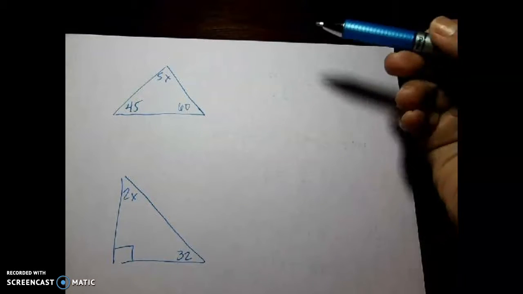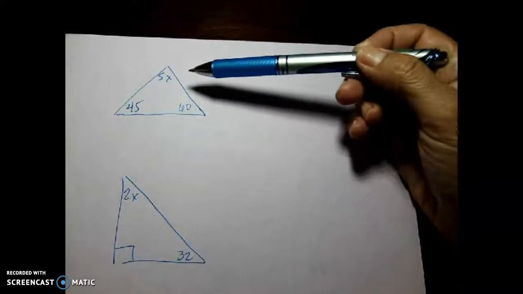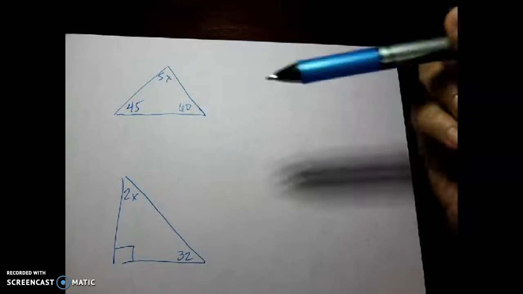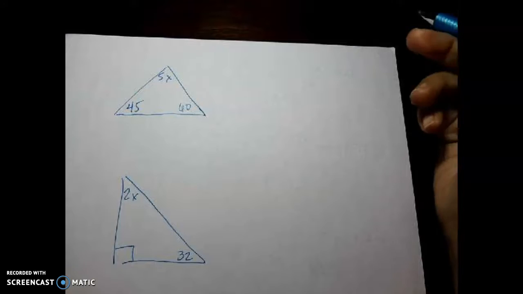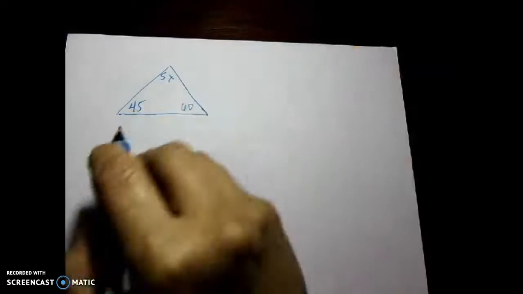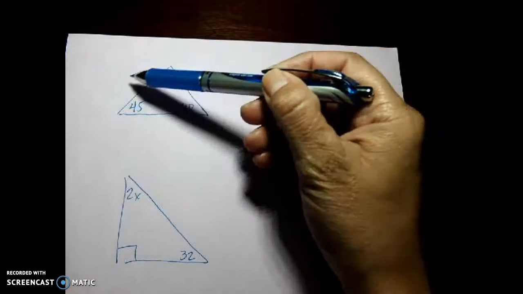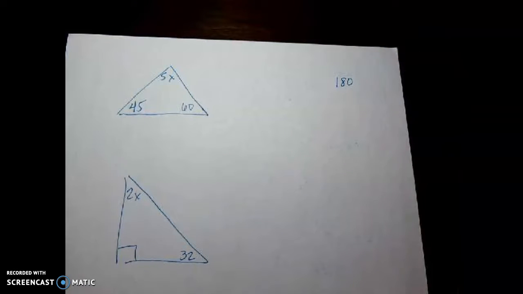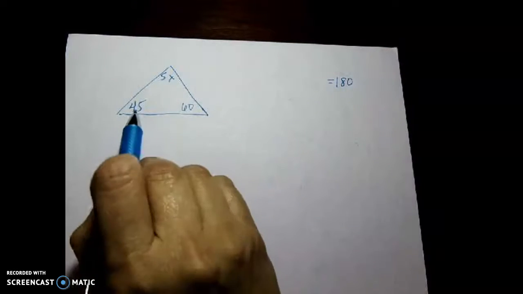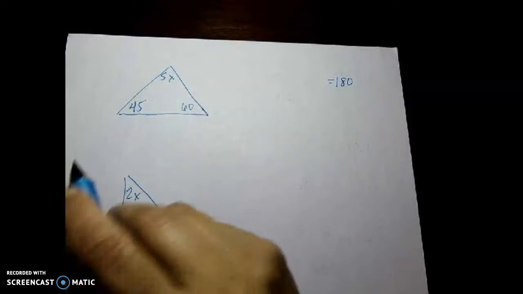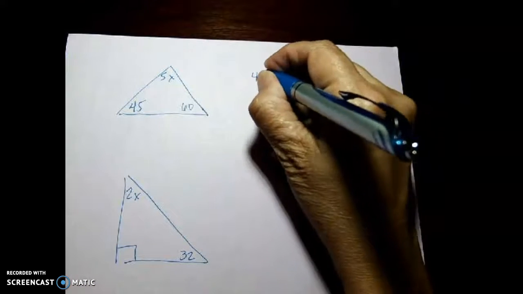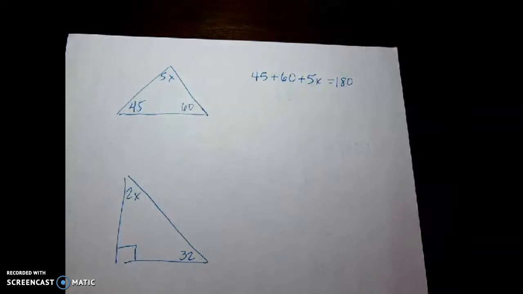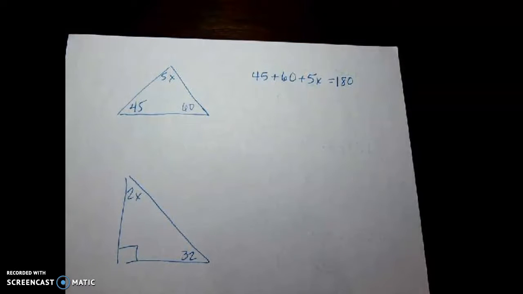Right, today we're going to find the angle measures when we're given the x. You're going to use the skills that you use for two-step equations. So the first thing we're going to do is that we know that the triangle equals 180 degrees. Okay? And since they all equal up together, we're going to add those up. So 45 plus 60 plus 5x equals 180.